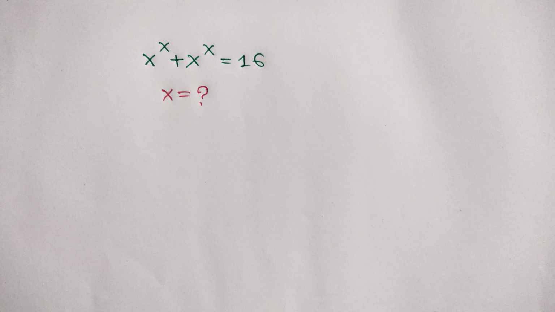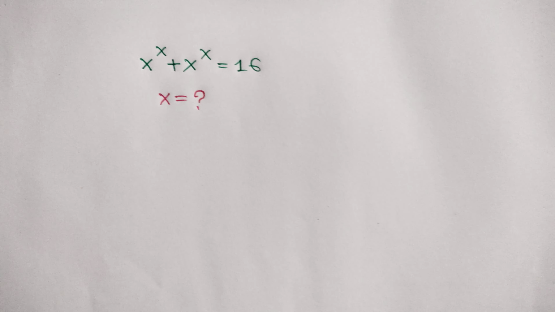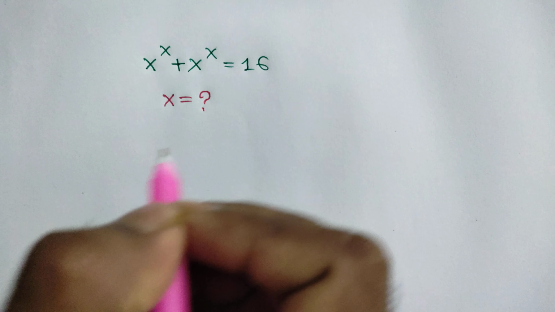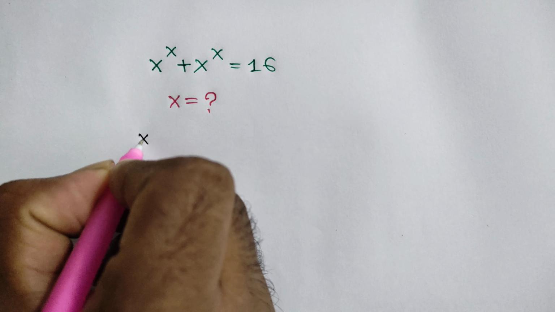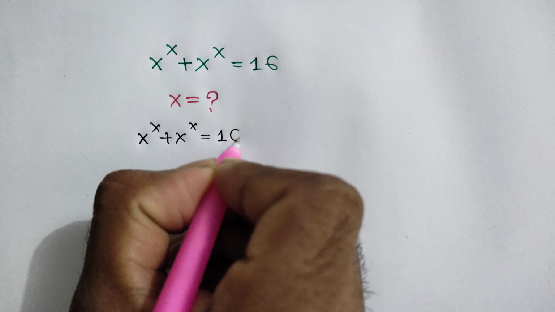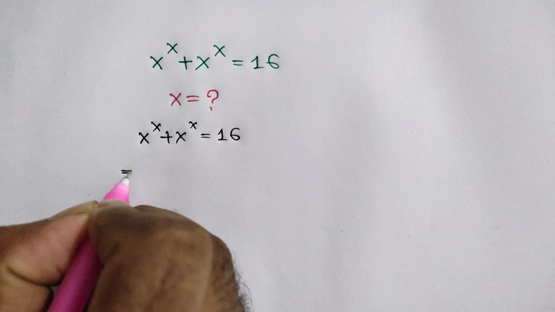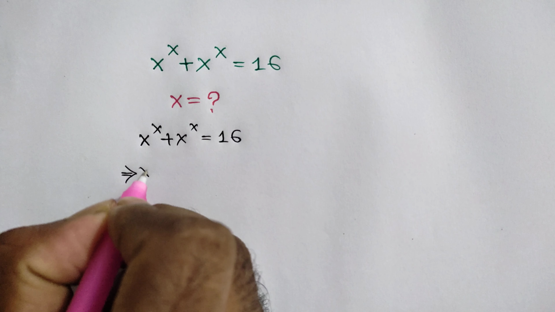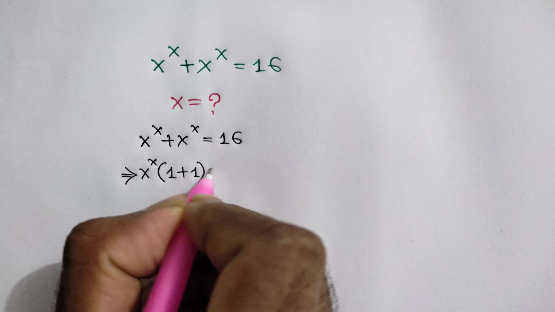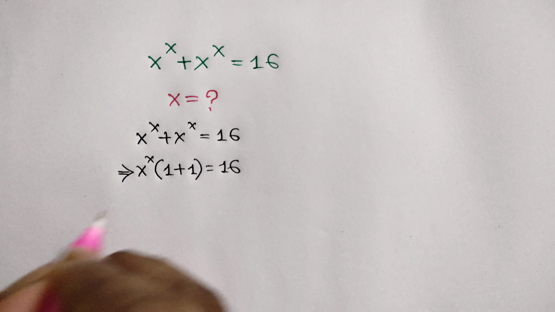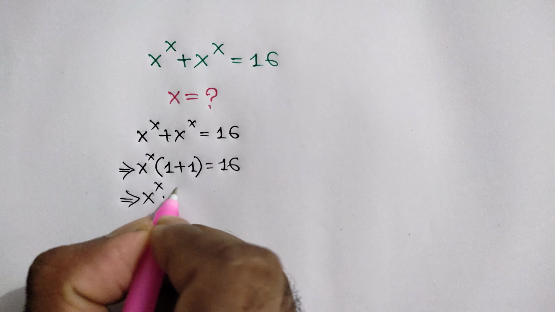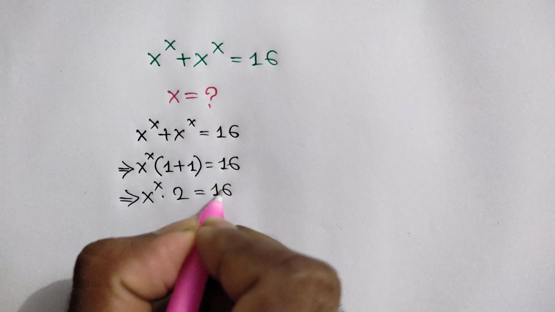In this video I am going to show how to find the value of x where x to the power x plus x to the power x is equal to 16. The question has given x^x + x^x = 16. Taking common x^x, we will get x^x times (1 + 1) = 16, or x^x times 2 = 16.